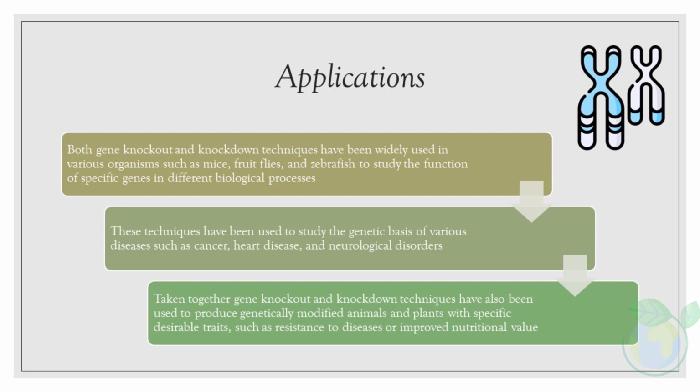disorders. Taken together, gene knockout and knockdown techniques have also been used to produce genetically modified animals and plants with specific desirable traits, such as resistance to diseases or improved nutritional value. This has the potential to improve food production and reduce the use of chemical pesticides.